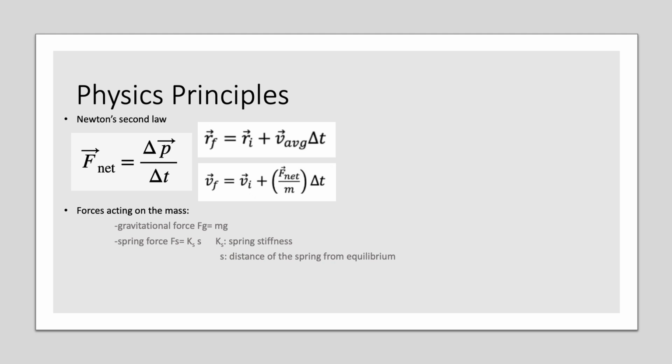According to the momentum principle, the net force can be calculated by dividing the change in momentum by the change in time. Deriving the second law allows us to obtain the equations for position and velocity. The forces acting on the mass are the gravitational force by Earth with magnitude mg and the spring force with magnitude k times s.